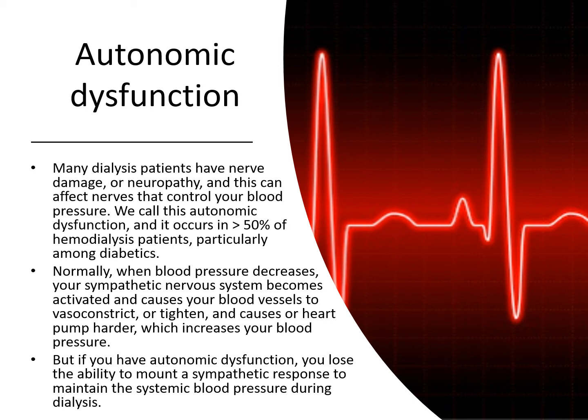Normally, when the blood pressure decreases, your sympathetic nervous system becomes activated and causes blood vessels to vasoconstrict, or tighten, and causes your heart to pump harder, which increases your blood pressure. But if you have something called autonomic dysfunction, you lose the ability to mount a sympathetic nerve response to maintain your systolic blood pressure and the contractility of the heart.